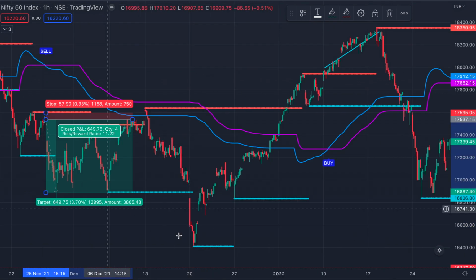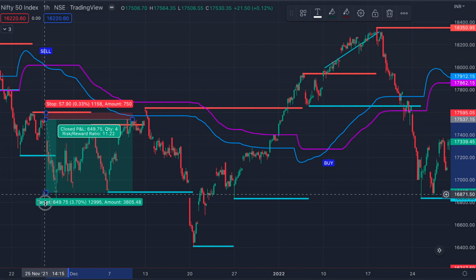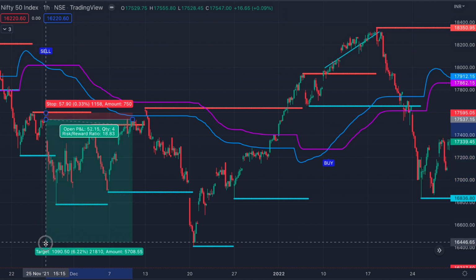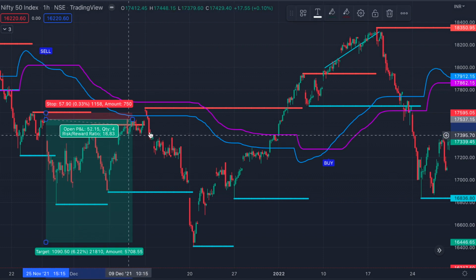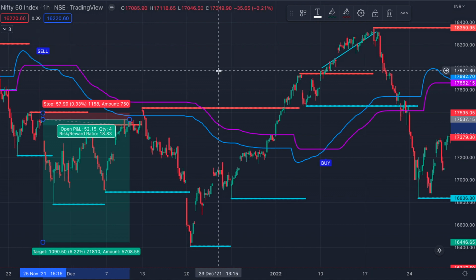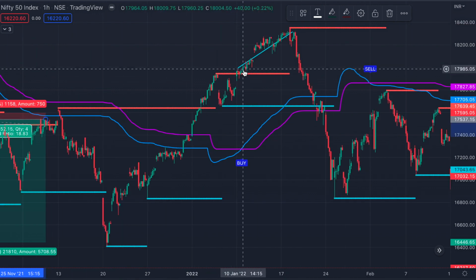Actually, it did go down further. Let's just take a look. It went down to about risk reward ratio of 18.8. Again, that's insane stuff. Now let's take a look at this place over here.